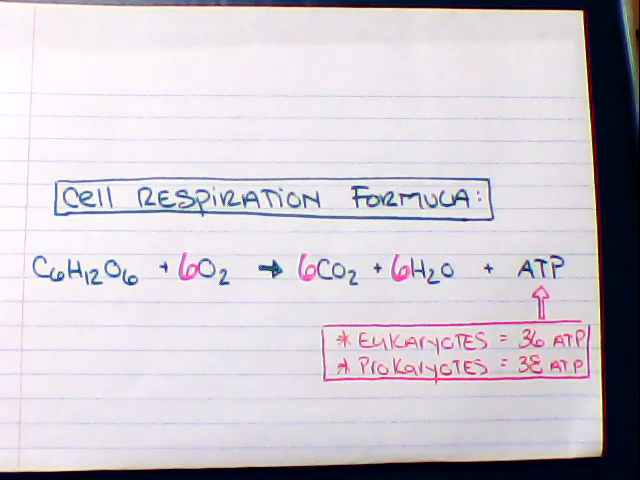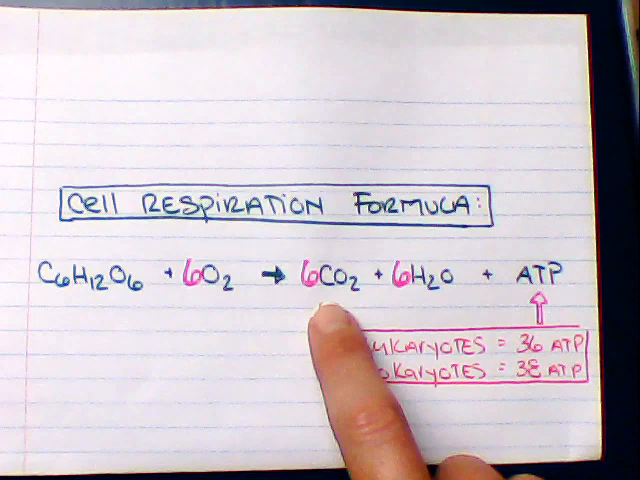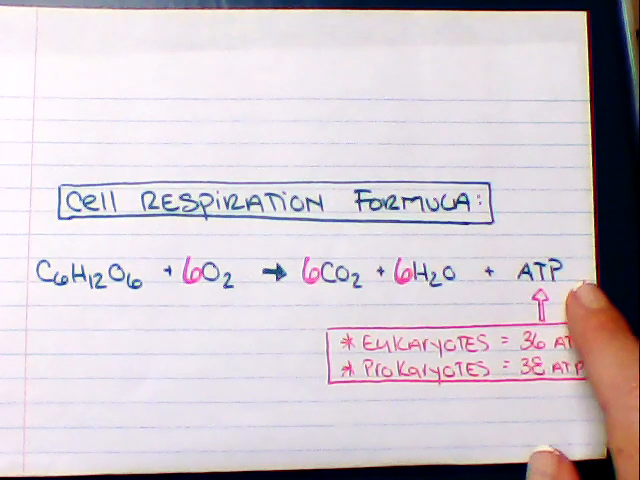Your formula for cell respiration is the following. So please, again, stop the video and write this down. You have sugar and oxygen go into the mitochondria. Our byproducts are CO2, water, and ATP.